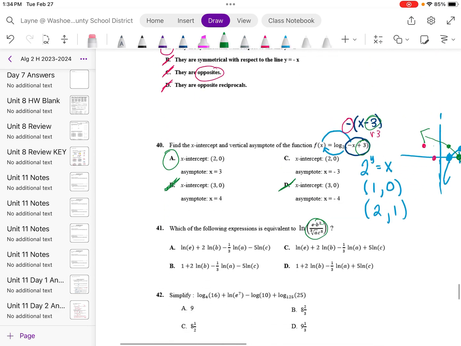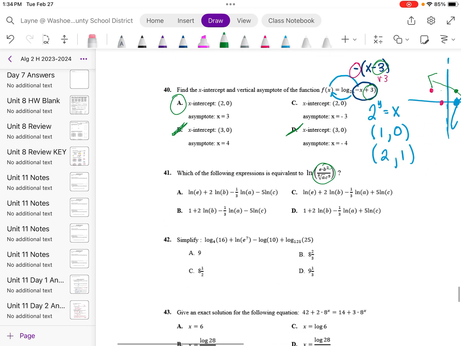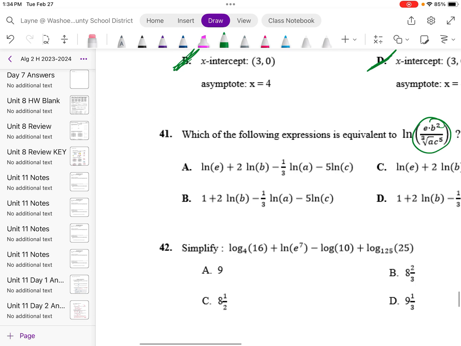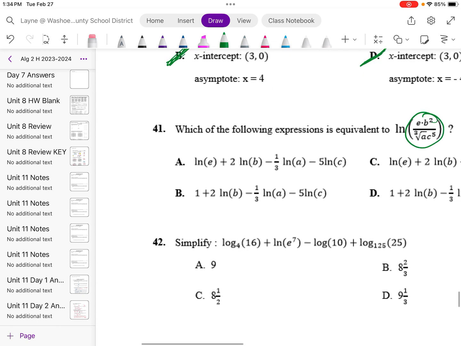Whew, lots of work. Okay, here we are. So first thing I'm going to do is everything on the top will get added. So natural log of e plus natural log of b squared, but I'm going to move that squared to the front. Now anything on bottom will get subtracted. So this will be minus natural log of a.